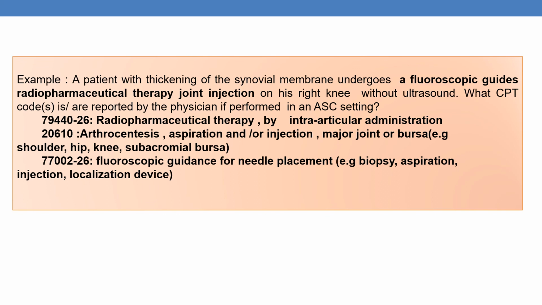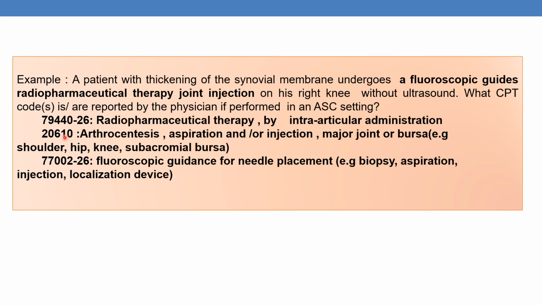Now let us discuss an example. A patient with thickening of synovial membrane undergoes a fluoroscopic guided radiopharmaceutical therapy joint injection. This is a joint injection on his right knee without ultrasound. What CPT codes are to be reported by the physician if performed in an ASC setting? The first CPT must be 79440, which is nothing but radiopharmaceutical therapy by intraarticular administration. Because it is a joint injection, it is intraarticular administration.